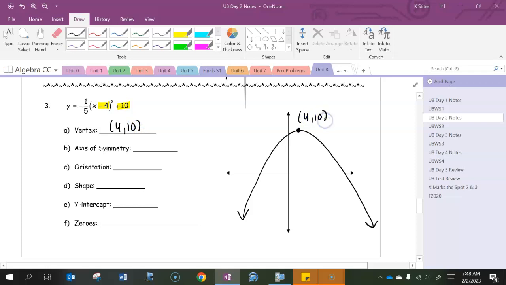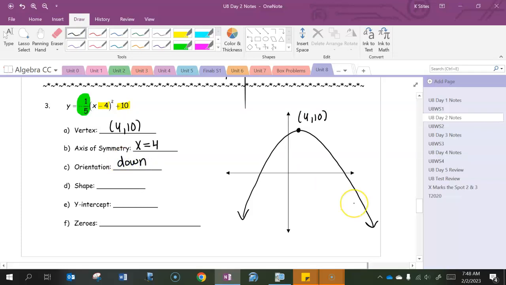Okay, if you want to go ahead and do second trace max, you can, but when you're in vertex form, there is no need. We can also do axis of symmetry. That's just x equals 4. It's always an x equals, and it passes the x coordinate of our vertex. We can also do orientation. Your a value is negative. That means it's opening down.